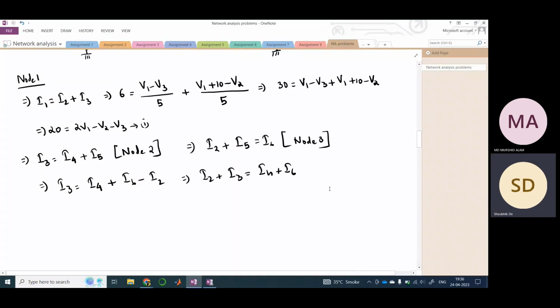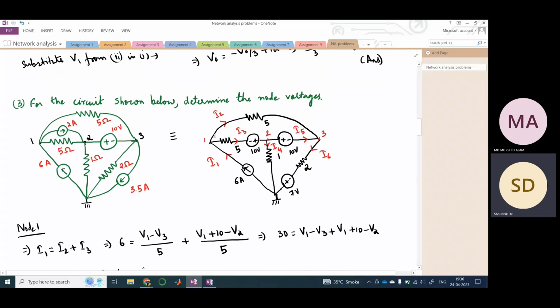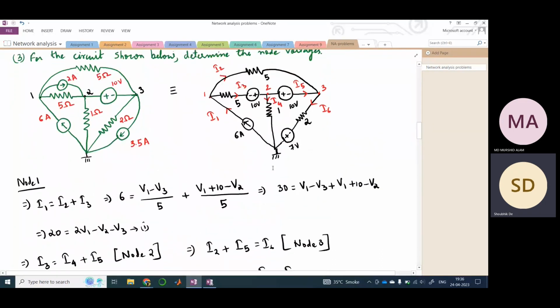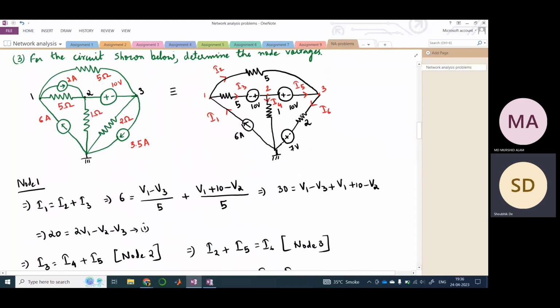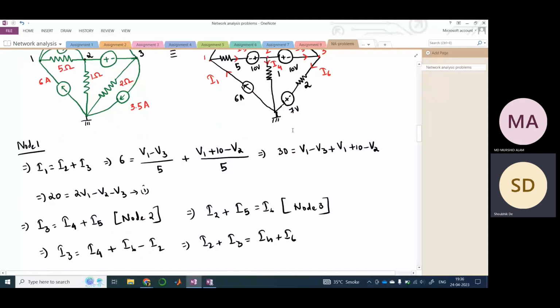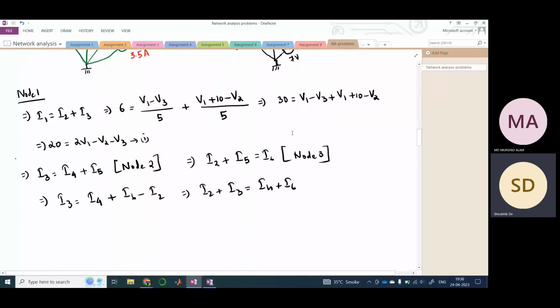So see here, what is I2? This is the current flowing through this path, and I3 is between node 1 and 2, and I4 is from node 2 to ground, and I6 is node 3 to ground. So you have framed the equation which is connecting both node 2 and 3. Therefore, let us write this as nodes 2 and 3.